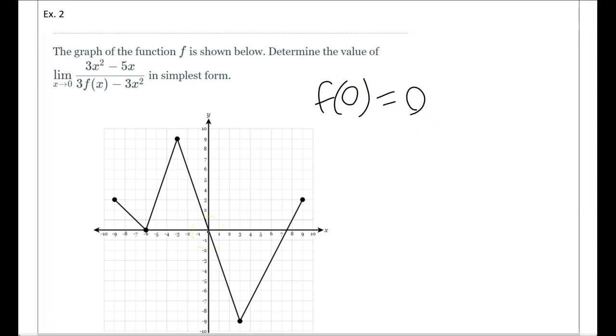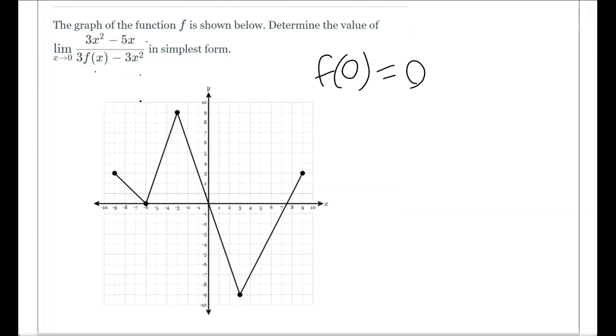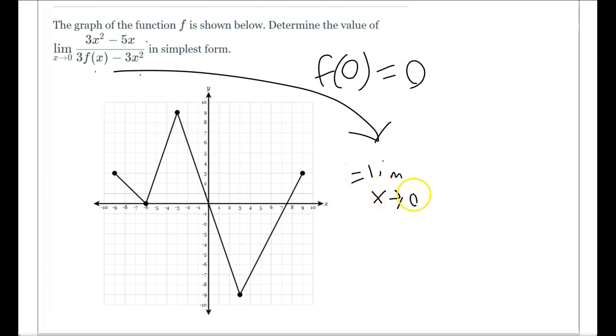So if I plugged in 0 to this whole thing, I would get 0 over 0 as my limit, right? You can check 3 times 0 minus 5 times 0 is 0, and then 3 times 0 minus 3 times 0 is still 0, right? So my limit would be equal to the limit as x approaches 0 of 6x minus 5 over 3 times f prime of x minus 6x. Right, so I just took the derivative of the top and bottom, and now I definitely don't get 0 on top anymore.